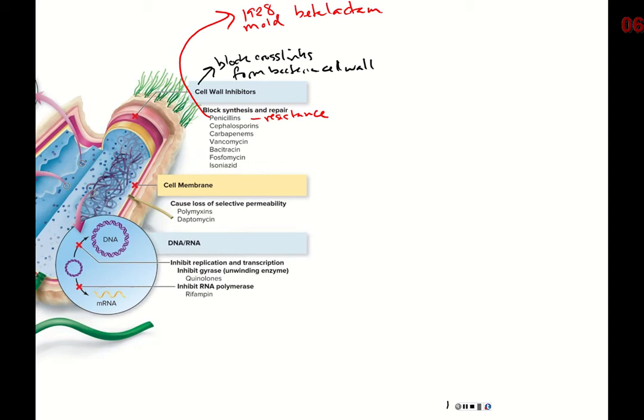So what are these cell wall inhibitors for? They're really great against your gram-positive bacteria, not necessarily so good against gram-negative, mostly because the gram-negative have that extra membrane wrapped around their cell wall, so destroying their cell wall is a little bit harder. It's harder to get to.